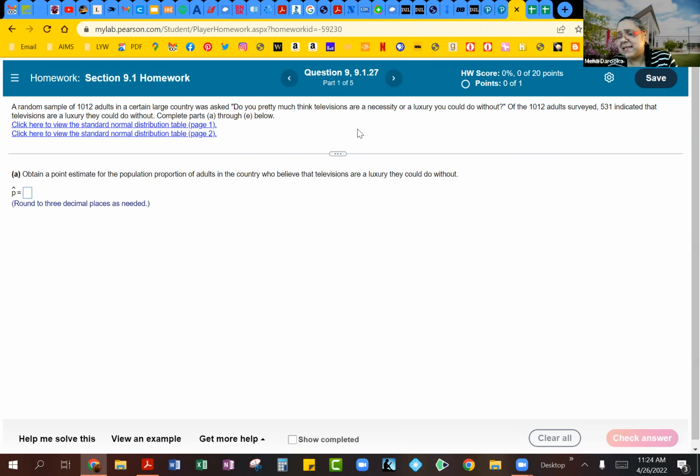So now based on this data, we're going to have these different questions. And you can see on the top, it tells us this is part 1 out of 5. So you're going to have 5 parts to this question. That's basically what this tells us, right? So the first thing they're asking us to do is calculate the point estimate for the population proportion of adults in the country who believe that televisions are a luxury they could do without. So this information is given to us because they told us 531 individuals out of the 1,012 told us that this is a luxury they can do without.